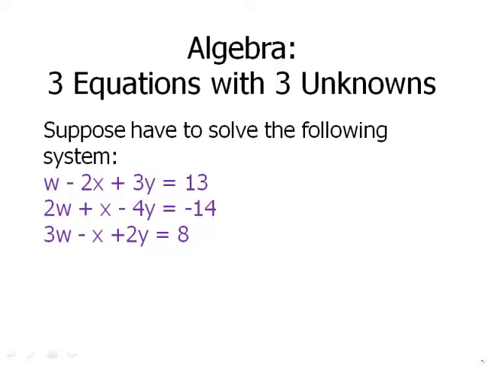So, suppose we have this particular system. We have three equations and three unknowns. Now, of course, I haven't given a question here, but let's just assume that for whatever reason, we need to solve for the individual values of all three variables. Well, a few thoughts first of all.